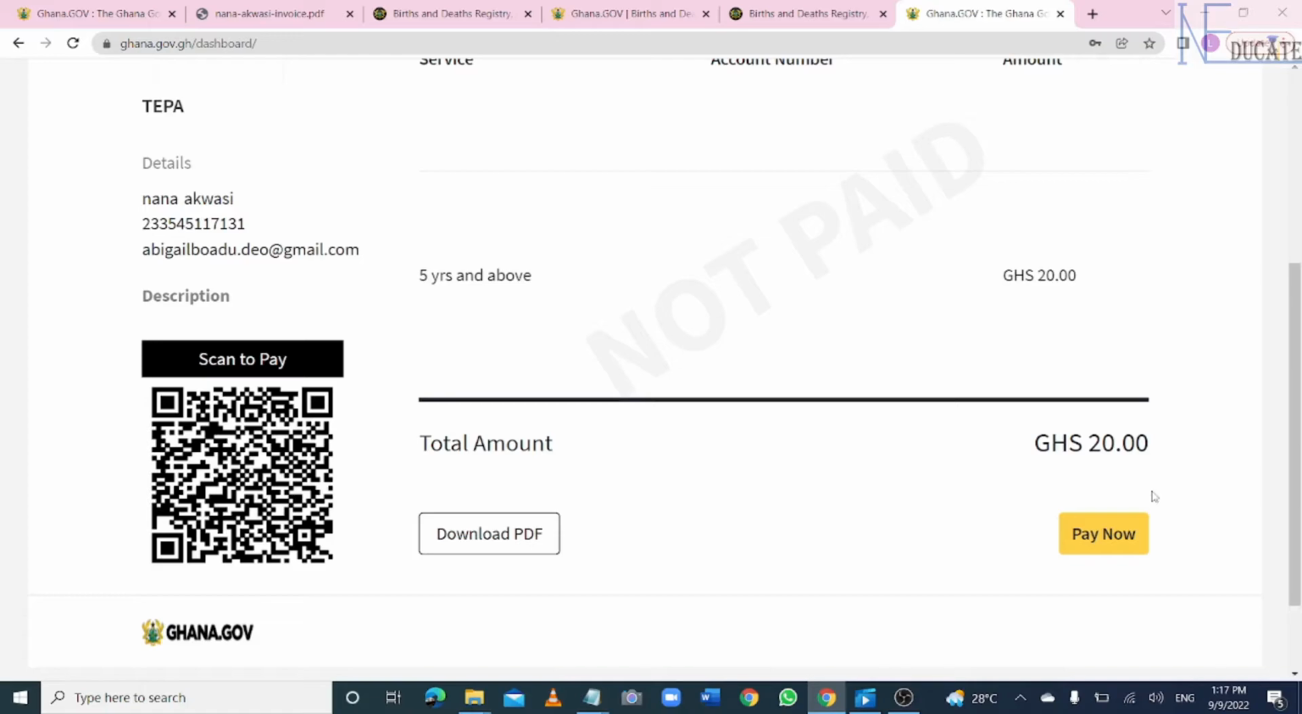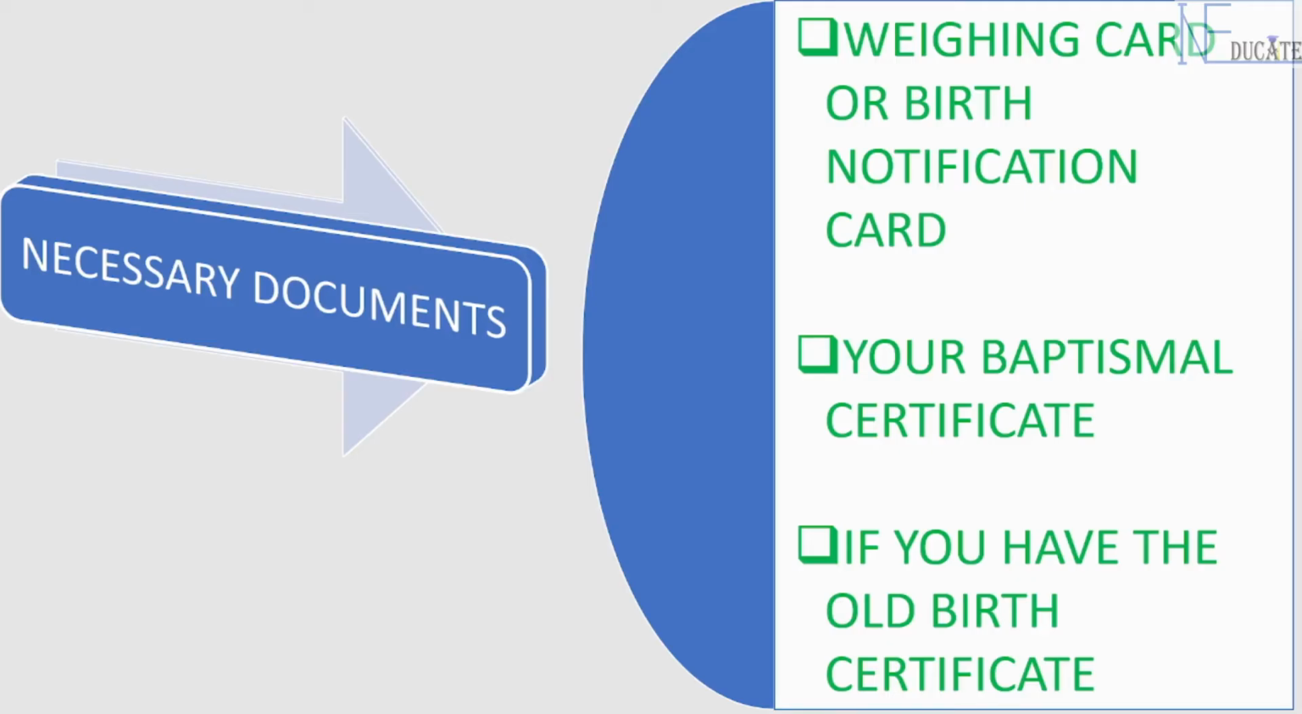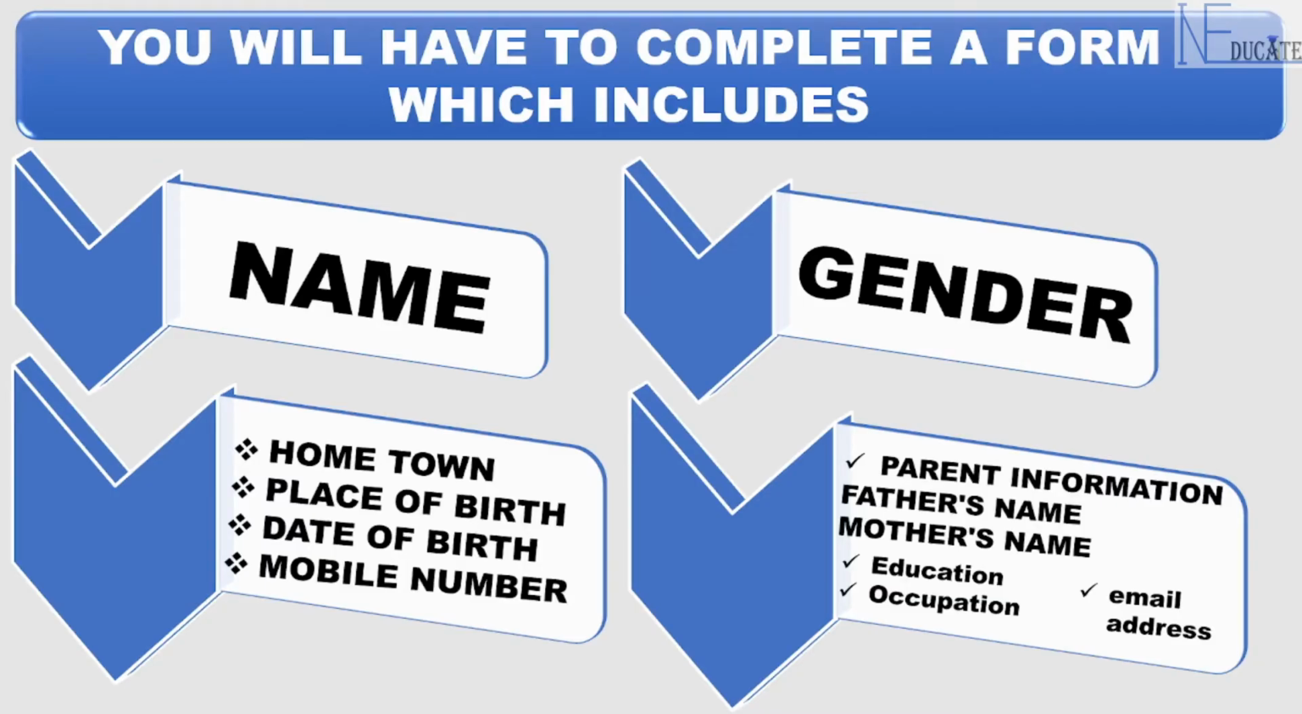So I'm going to tell you the things that you are going to expect when filling the form. When applying for the birth certificate online, you are going to need any of these necessary documents. That is your weighing card if you are having it with you. It is also called notification card. Your baptismal certificate. It is issued to you by a church that you attend. And then if you have the old birth certificate too, it is going to be necessary. Okay. And then you are going to fill a form.